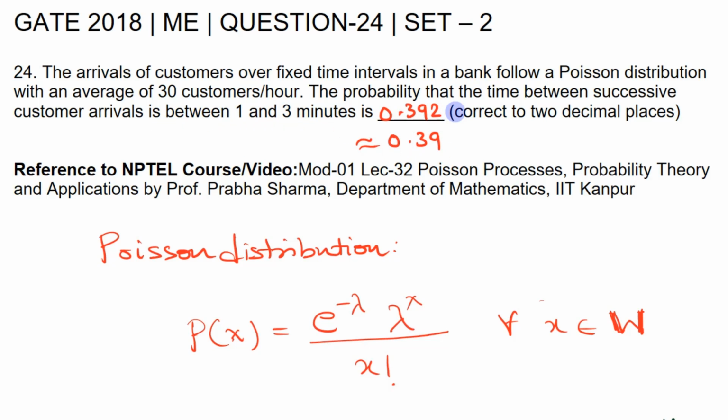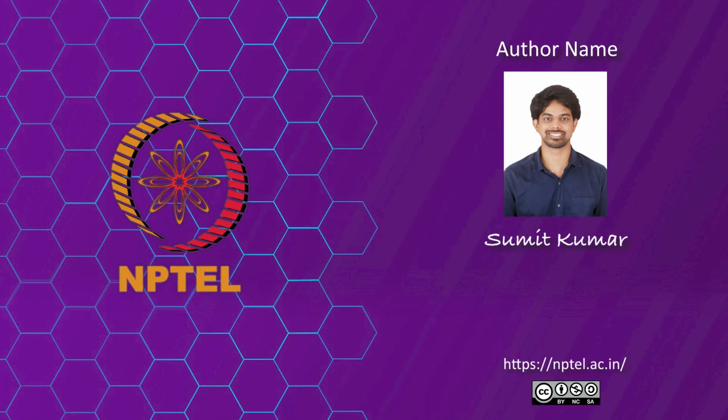Now to get more detailed information on Poisson distribution, you can refer to the NPTEL course lecture number 32, Poisson process, on probability theory and applications by Professor Prabha Sharma of the Department of Mathematics at IIT Kanpur.